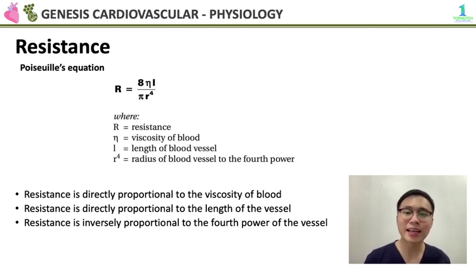So what are some clinical implications? So tignan muna natin yung mga directly proportional na relationship, the viscosity and the length. So say for example, we increase the viscosity. How do we increase the viscosity? By increasing the hematocrit. So say for example, patients with polycythemia. Yung mga may polycythemia vera, taas ng hematocrits, di ba?